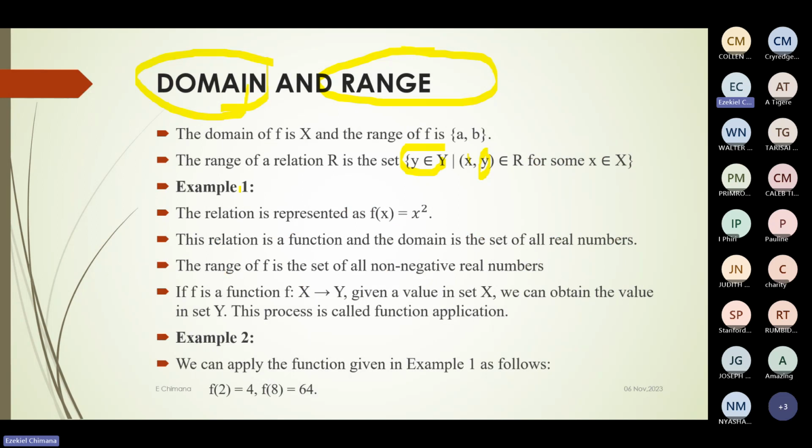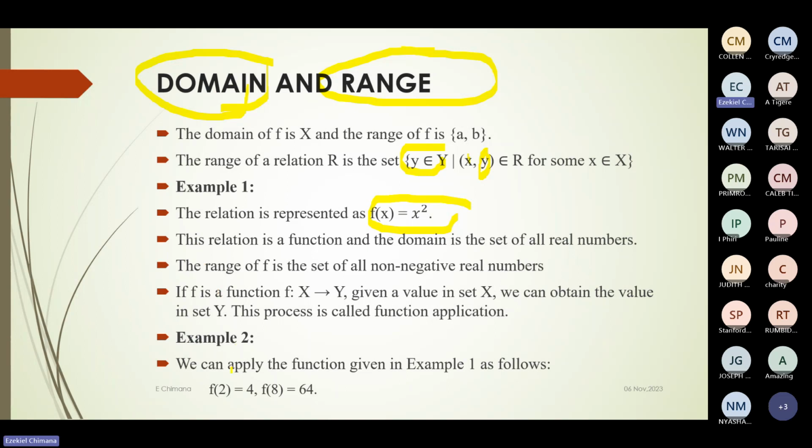So example: the relation is represented as f of x equals x squared. This relation is a function, and the domain is the set of all real numbers. If you put in one value, you get one value. That's why this one qualifies as a function. But otherwise, if it was a square root of something, we would have 2 values for a single value, so that one is not a function. Unless you neglect the positive one and just take the negative values or something like that, it can then become a function.